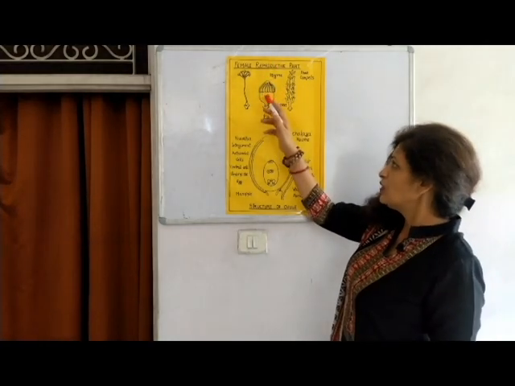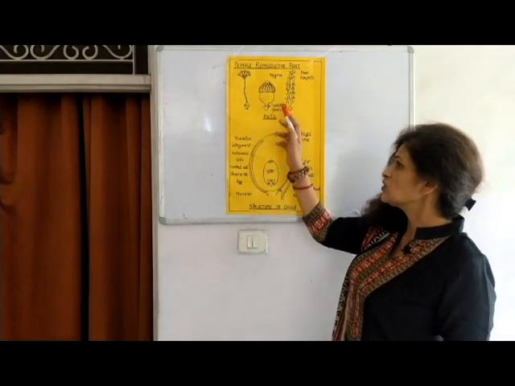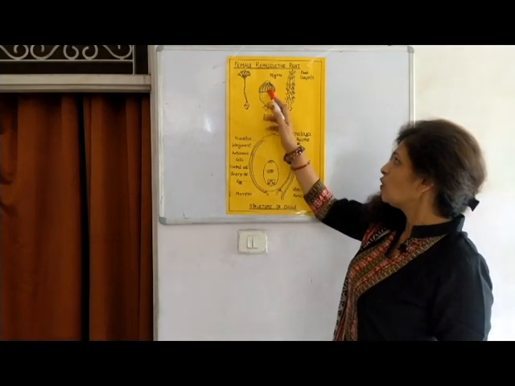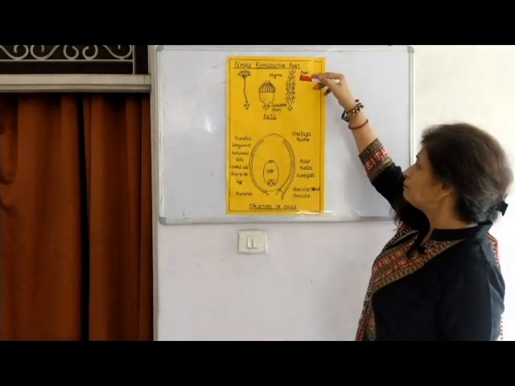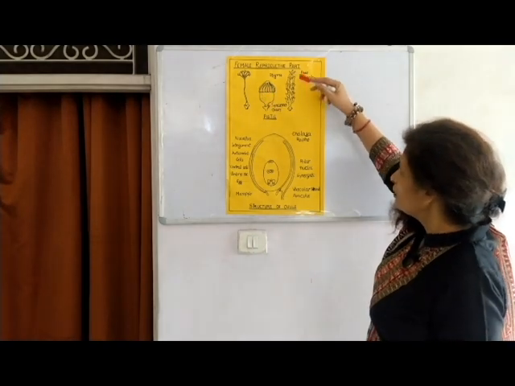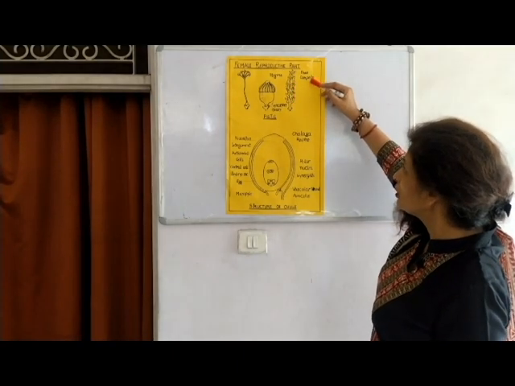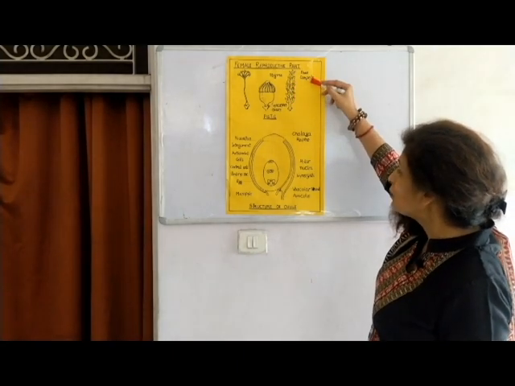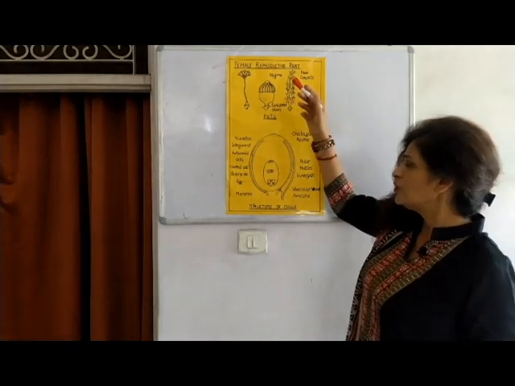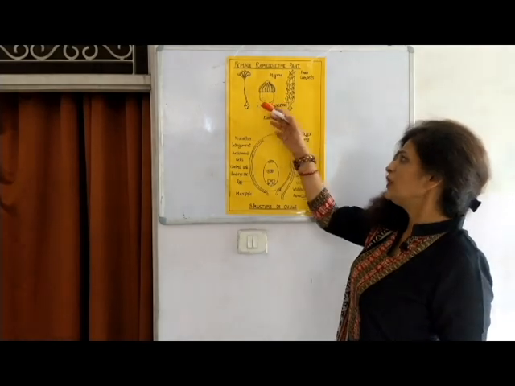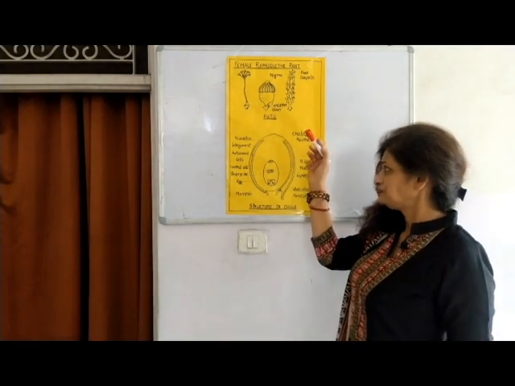Carpel condition varies. If the carpels are fused together, this is called syncarpous condition. You can see all are fused together. But if the carpels are free, each individual part is separate, then it is called free carpels or apocarpous condition. So various conditions of carpel are there, but we have to mainly study its internal structure.